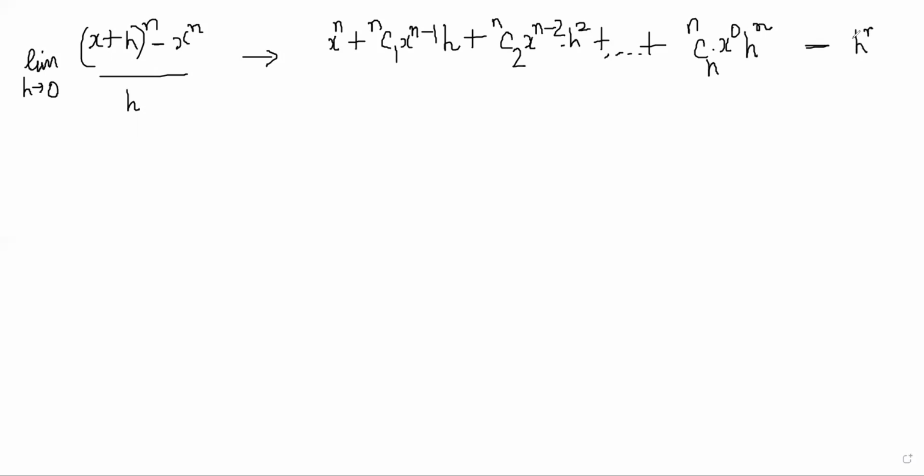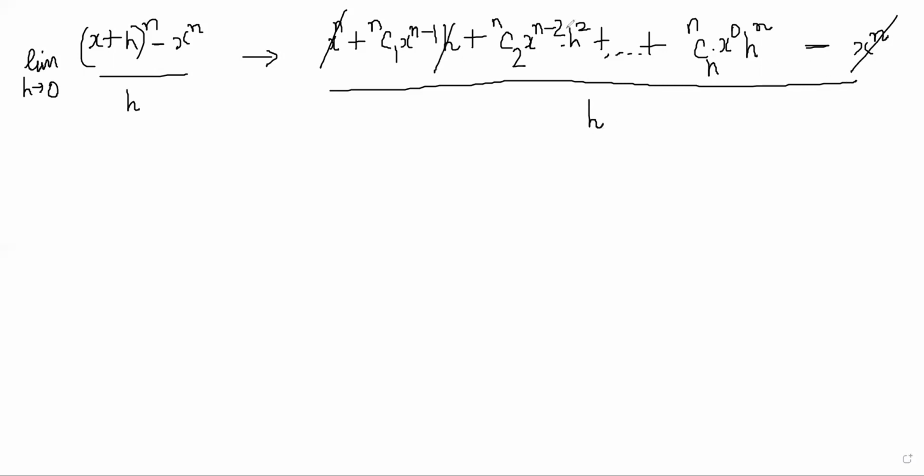minus x power n, right? Yes, sir. Divided by h. So now see that the first term cancels, right? Yes, sir. And notice that one h can cancel from everything, right? Yes, sir. So the denominator is no longer there.